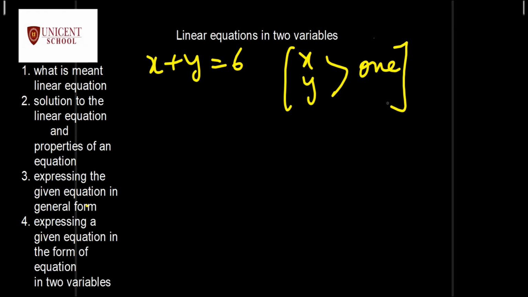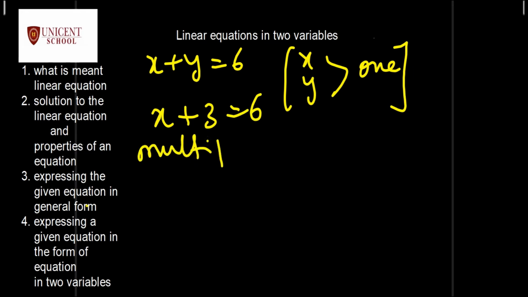And what are the properties of the linear equation? We will take a simple example again, x plus 3 equals 6. If I multiply a number on both sides, its value will not be changed. Or if I divide the whole equation by some number, then its value is not going to get affected. If I add a number on both sides, it remains the same. That means the value is not going to get affected if I multiply, divide, add or subtract a number on both sides of the equation.